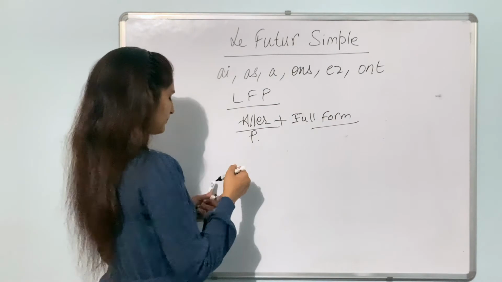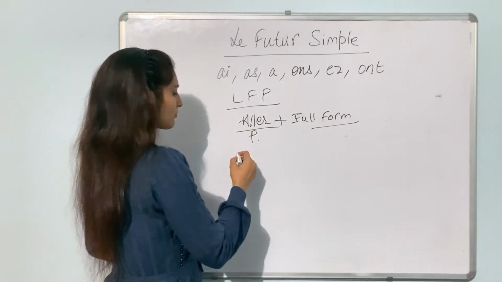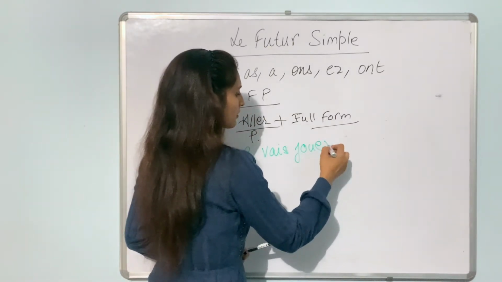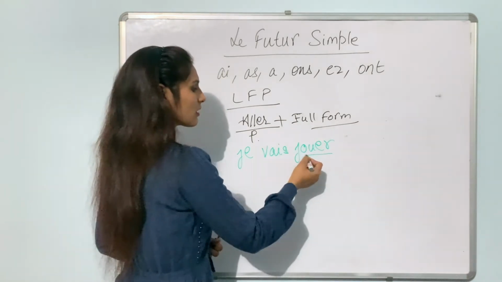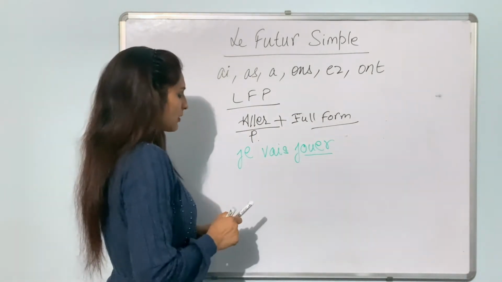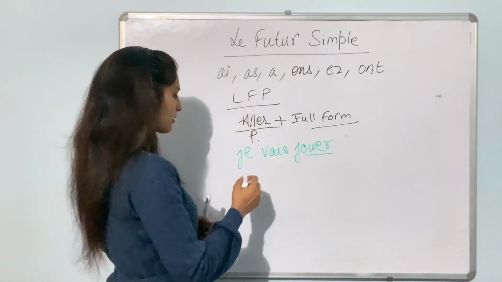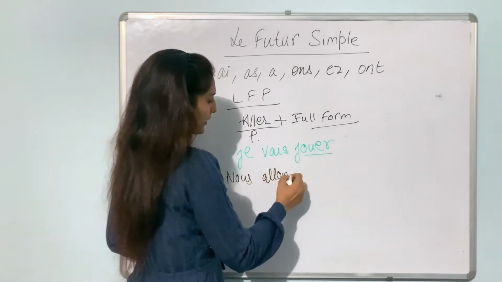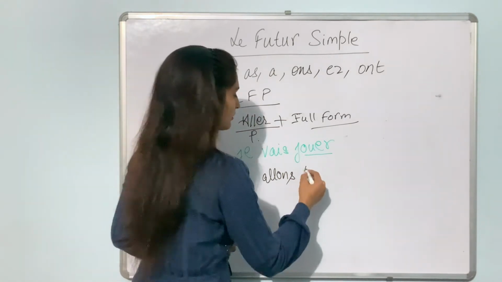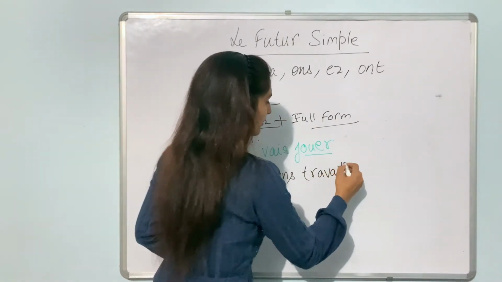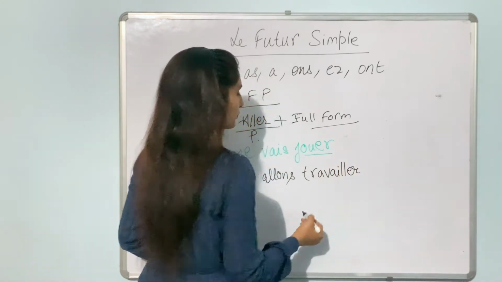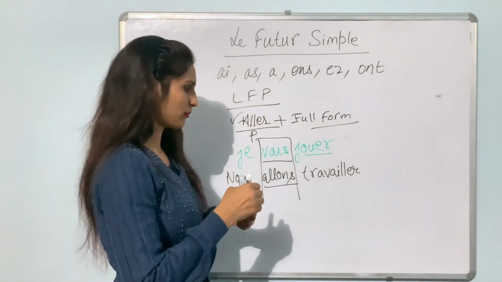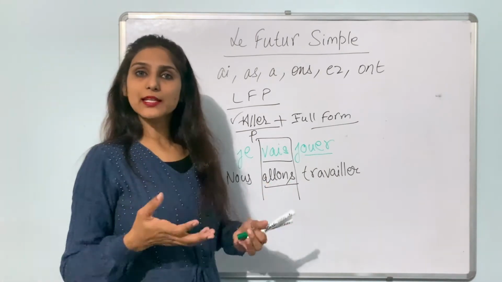You do not change the form of the verb, you just put the whole complete verb. For example, you have the sentence je vais jouer, I will play. So this is a full form of the verb, you haven't changed the verb. Now let's take one more sentence. Nous allons, we will work, travailler. So this is what you do in your le futur proche. Over here, what is coming is your aller auxiliary in its present form to make your le futur proche, which is your nearly future tense.